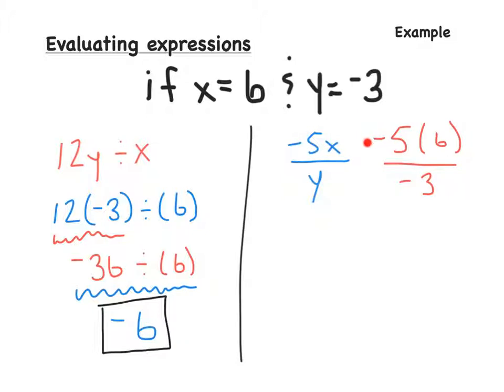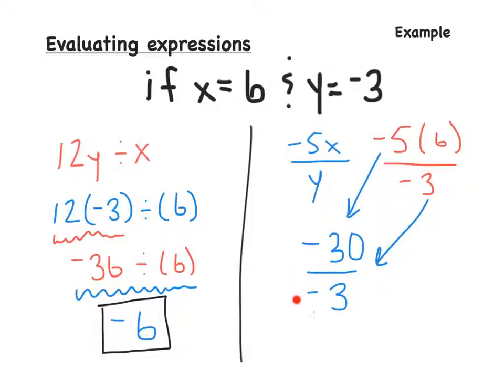So if we have a negative 5 times a positive 6, remember a negative times a positive is a negative, so negative 5 times a positive 6 is negative 30. And all we would have to do is bring down this negative 3, since we haven't solved for it yet. So now we have a negative 30 divided by a negative 3.